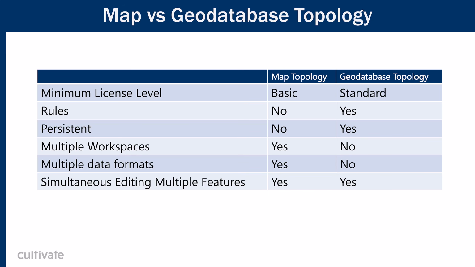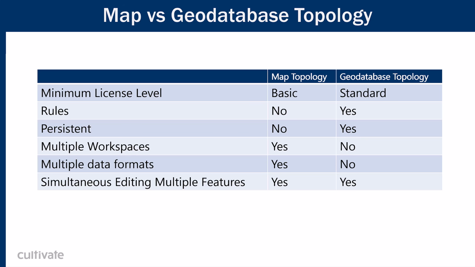The other thing that goes along with that is the fact that the geodatabase topology, as again the name would imply, only works in geodatabase and only in the geodatabase and the feature data set that exists. Whereas we were just saying the map topology works with multiple data formats.